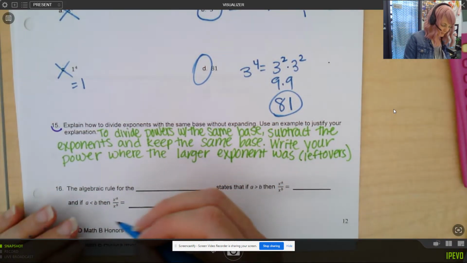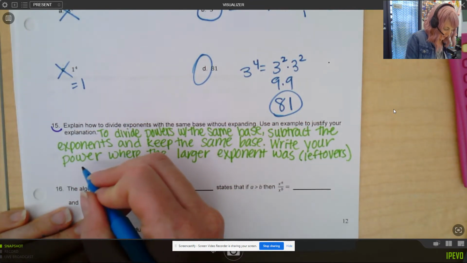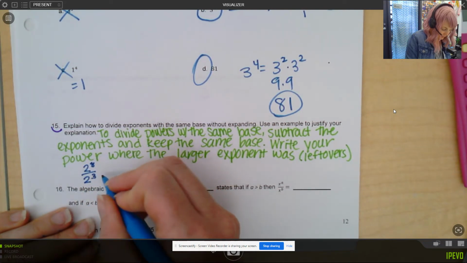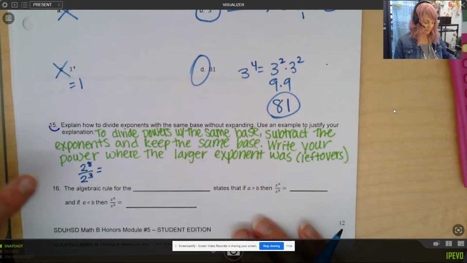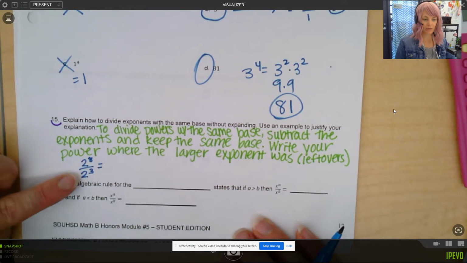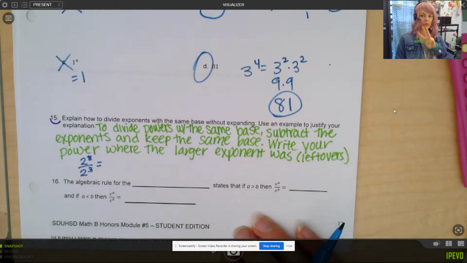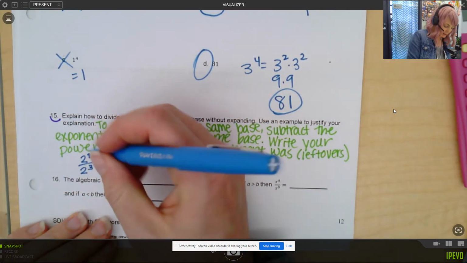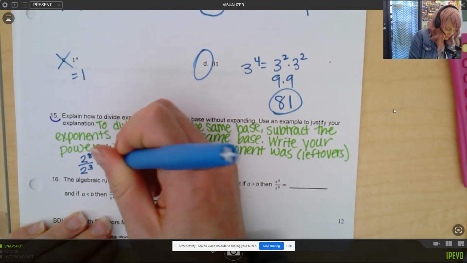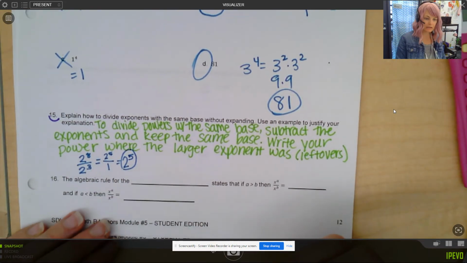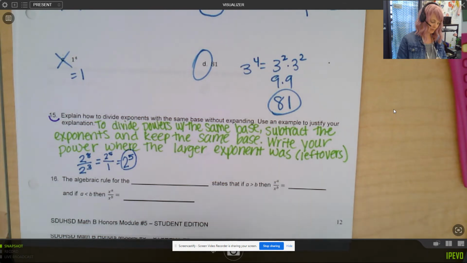So let's give 2 examples. My first example I'm going to use is 2 to the 8th over 2 to the 3rd. So there's going to be 8 factors of 2 in the numerator and 3 factors of 2 in the denominator. How many factors of 2 will cancel out? 3 factors of 2 will cancel out. How many will be left over? 5. Where will they be? In the numerator, because that's where the leftovers were after we canceled out.